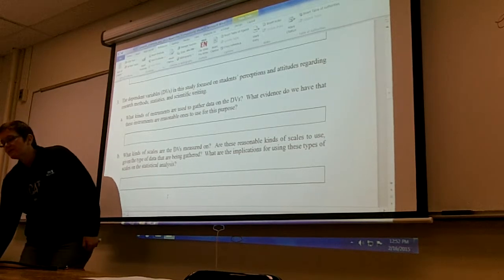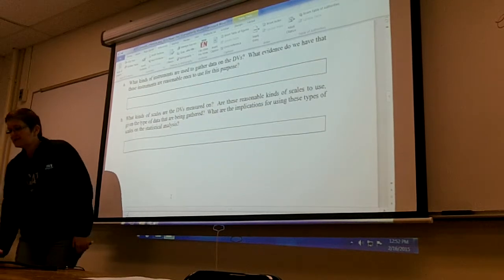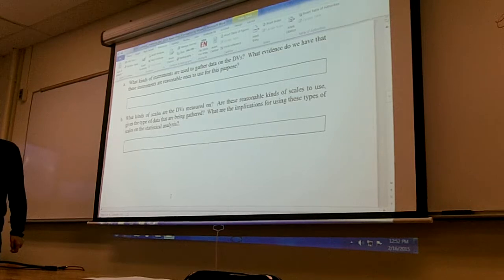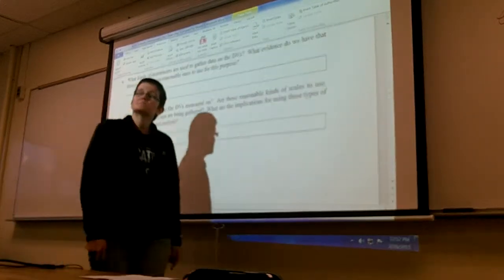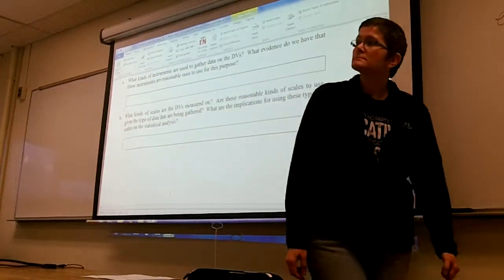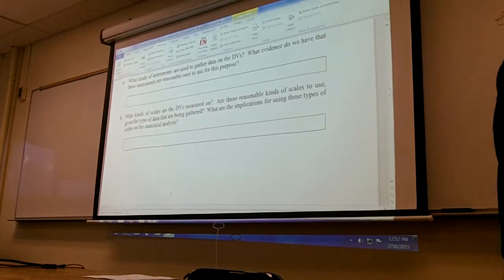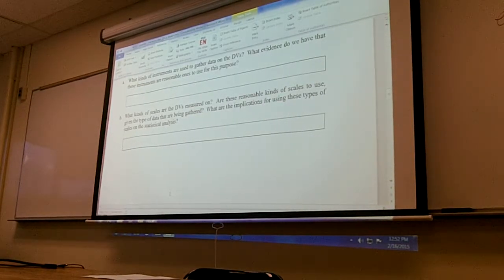What kind of scales are the dependent variables measured on? And are they the right kinds of scales to use given the kind of data they're gathering? What do you think? What kind of scales? Self-assessment. Do you know what those kinds of scales are called, when we have a strongly agree, Likert scale? Right, this is a Likert scale.